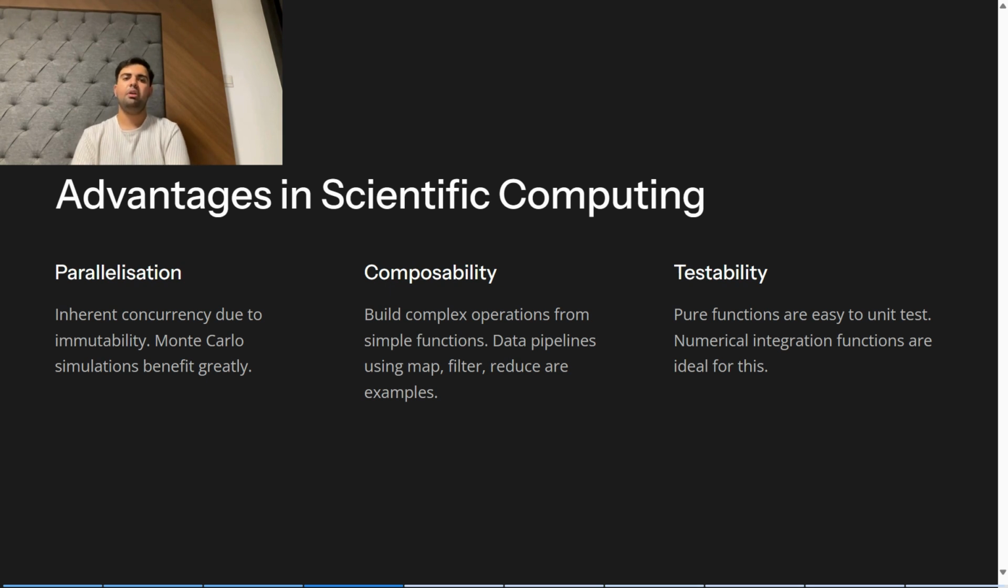In the next slide, we have advantages in scientific computing. Parallelization, inherent concurrency due to immutability. Monte Carlo simulations benefit greatly. Then we have composability. Build complex operations from simple functions, data pipelines using map, filter, reduce, and there are some examples for it. Testability, we have pure functions are easy to test because of the numeric aggregations. Functions are ideal for this.